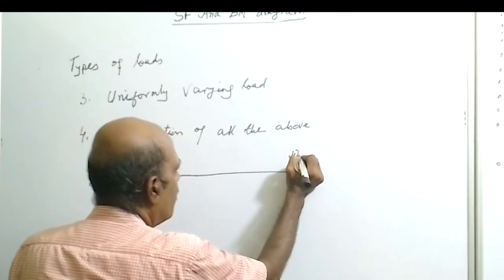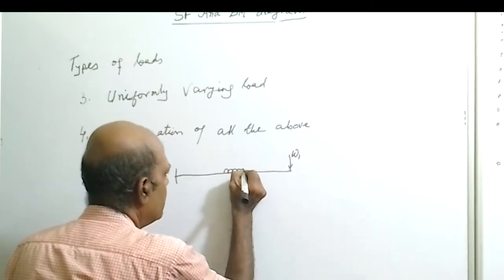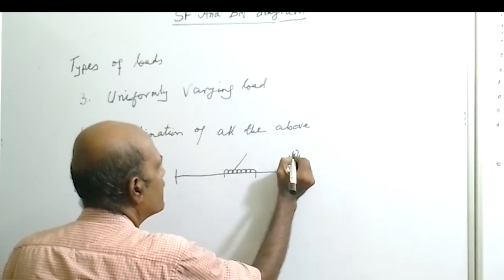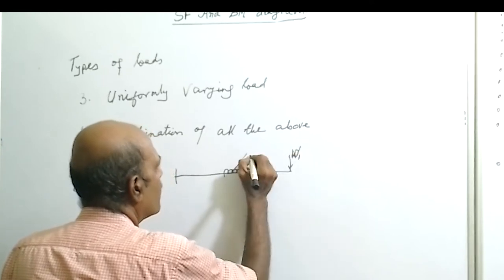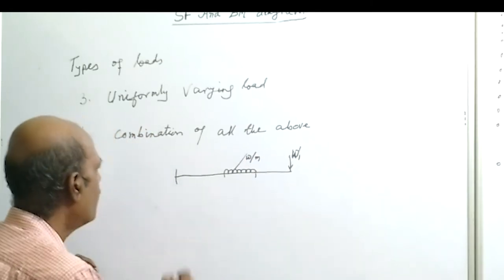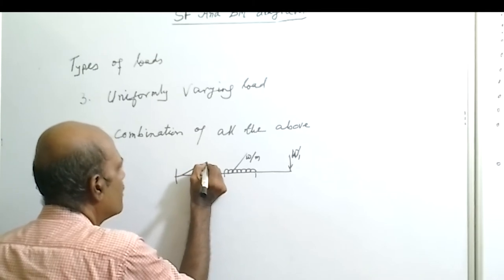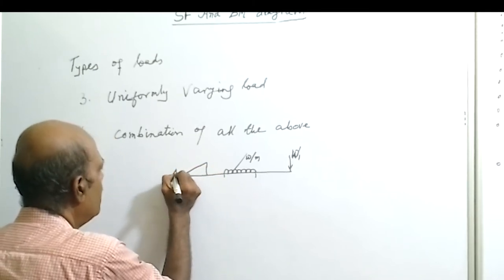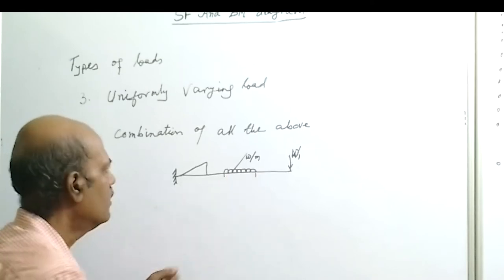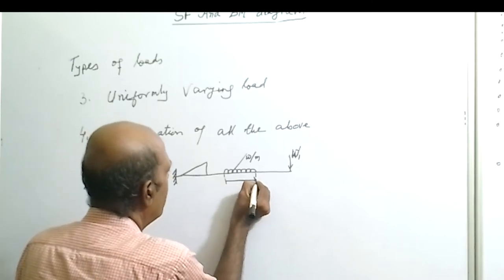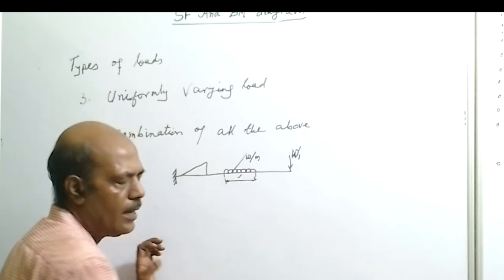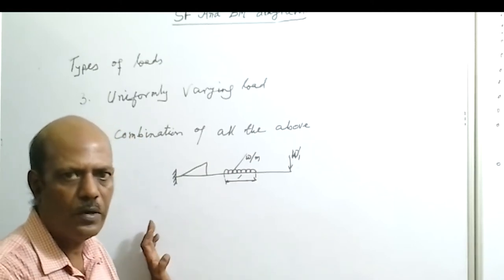Say point load W1 is acting, say this UDL is acting from this point to this point, and the load value is given by small w unit per meter length. Also it may have a uniformly varying load acting partly over the beam. These distances will be given in the problem so that you can calculate easily the total moment produced on the beam.